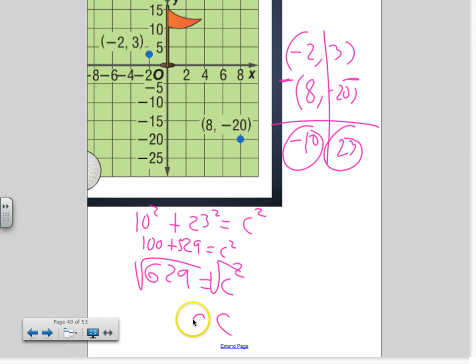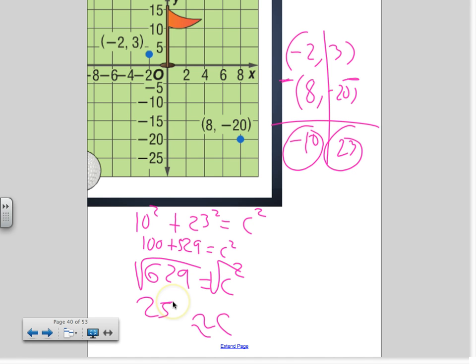Let's approximate it this time. What is 629 closest to? Give me a perfect square number that is closest to 629. Remember the list that I gave you before? What is that number that's closest to 25? 25 squared is? 625. So that means 629 is closest to 625, right? The square root of 625 is 25.